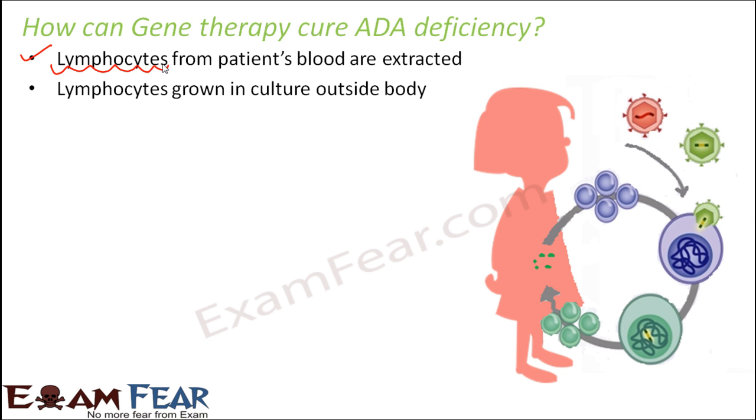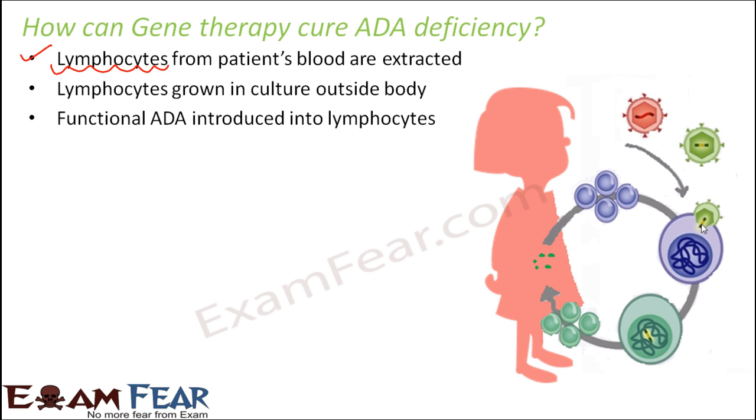Now lymphocytes are grown in culture outside the body. So here you can see these are the lymphocytes. They are taken out from the body, then they are grown outside in a culture. Now functional ADA is introduced into the lymphocytes. So how do we introduce functional ADA? If you look at the picture here, you see this is a virus which is used as a vector. For any recombinant DNA technology, you need a vector and you need a gene of interest. Here the vector is a virus, and this virus has the gene of interest.